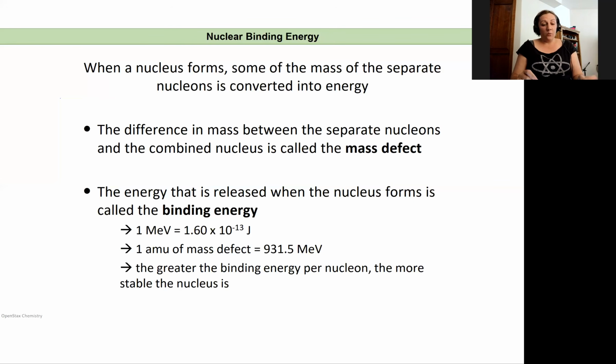And so we can figure out how much energy is released as that nucleus forms. That signifies that it's forming a stable arrangement, and we're going to call it the binding energy. Now, we've seen this word before. We've seen binding energy when we talked about the electronic structure of the atom, in the context of the photoelectric effect.